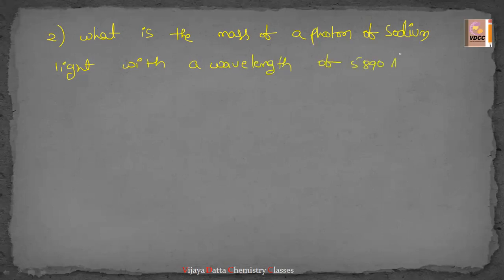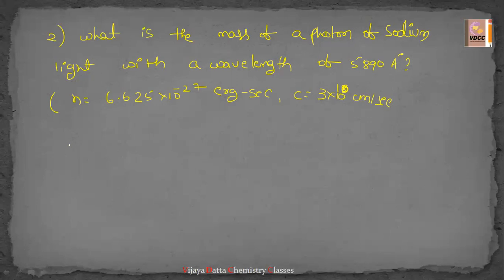5890 angstroms. In the brackets they have given h is equal to 6.625 into 10 to the power of minus 27 erg second. The value of velocity of light we all know, that is 3 into 10 to the power of 10 centimeters per second, because we have taken ergs. For joules, meters we have to take. Let us see here what is the mass of the photon.